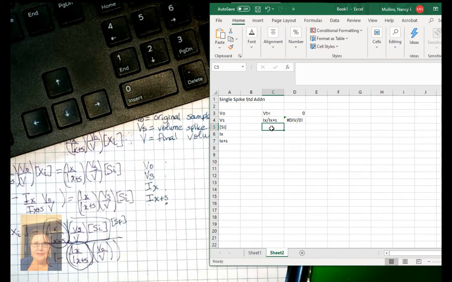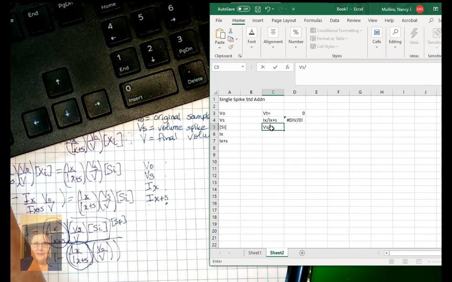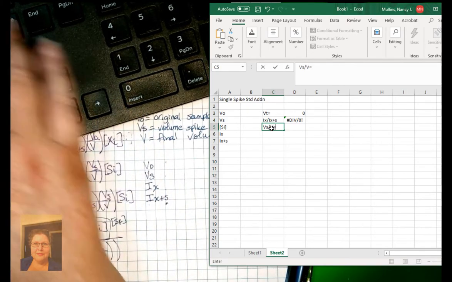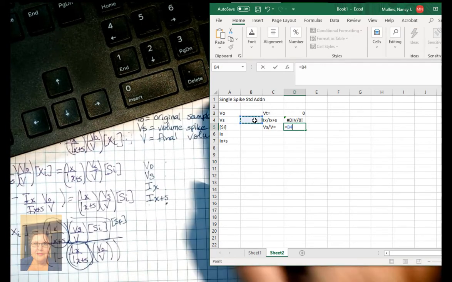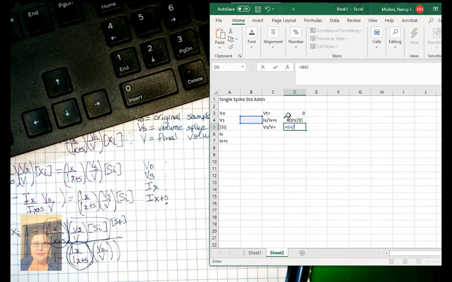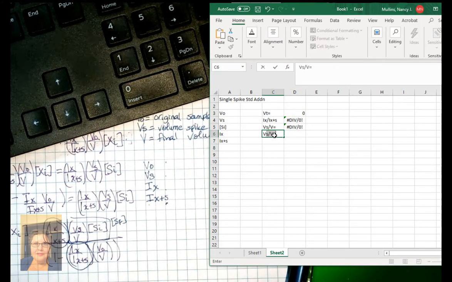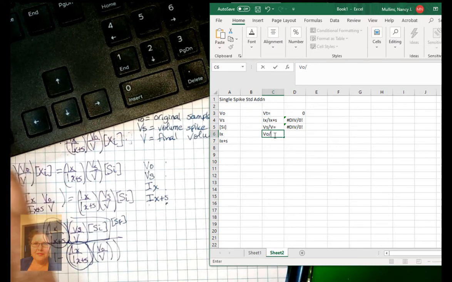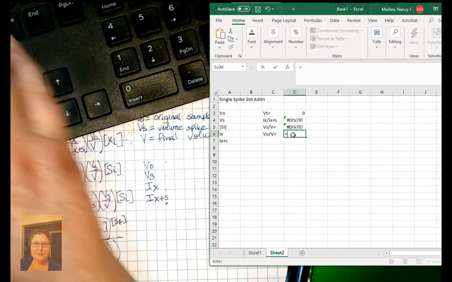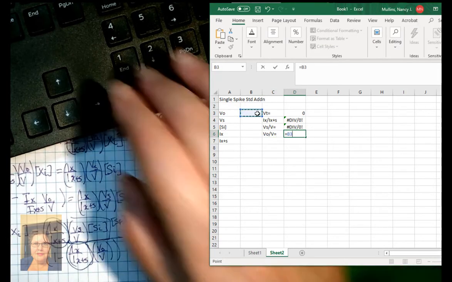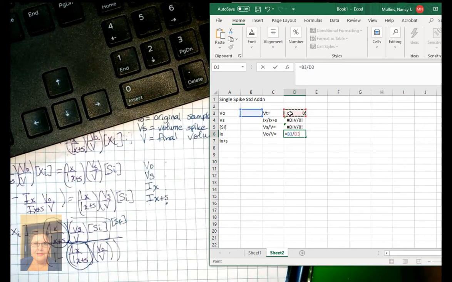I have a ratio of volume standard over volume total, which is equal to volume standard over volume total. I have a ratio of our original sample compared to the original volume, and that's going to equal our original volume over our volume total.